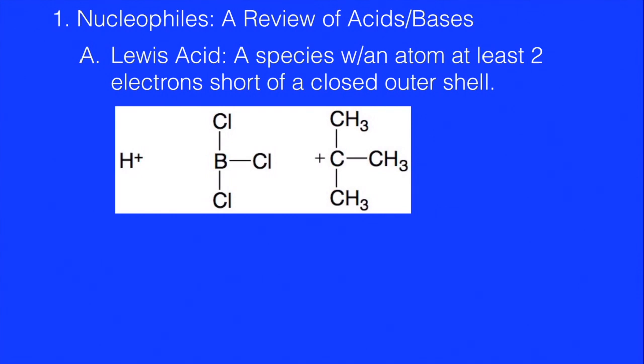First of all, we need to review acids and bases. A Lewis acid, you might recall, is a species that has an atom that's at least 2 electrons short of a closed outer shell. The closed outer shell means it's satisfied, so 2 or 8 electrons. So this H+ is a good Lewis acid. This boron, remember, just has 2, 4, 6 electrons, so it needs 2 more, so it's a good Lewis acid. And this, what we call a carbocation, a carbon that has a positive charge, is also a good Lewis acid because it is missing a pair of electrons.